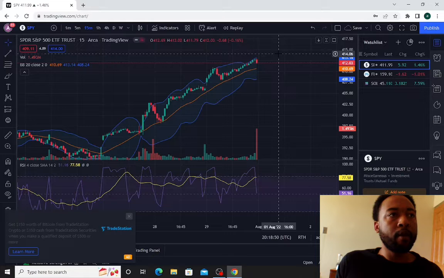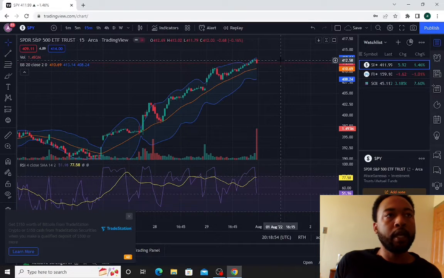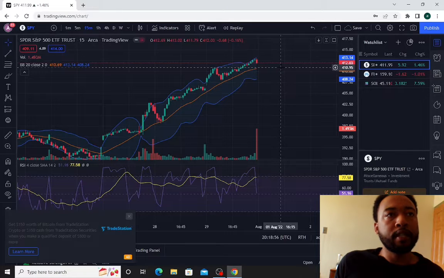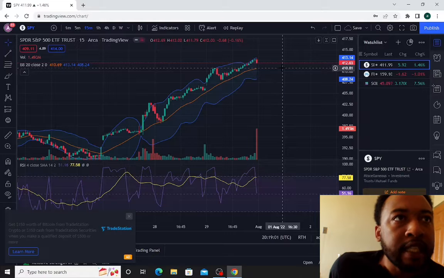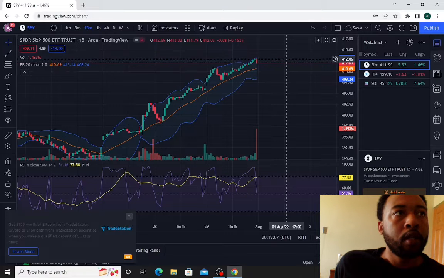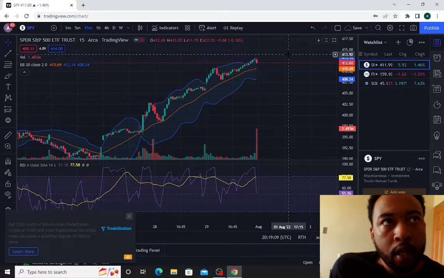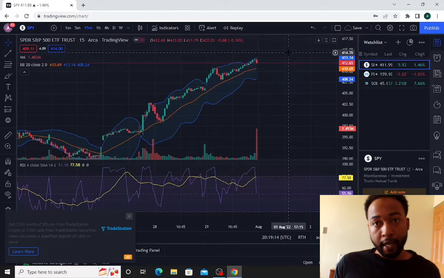That's $200 to $300 depending on how many contracts you got. If you bought one contract, that's $100 each point it goes up. So if you enter right here when it dipped to the 20, that's at 410.81. Okay, boom. So that's your strike price. That motherfucker goes up to right here. That's 3 points, almost 4 points. That's $400 in your pocket.